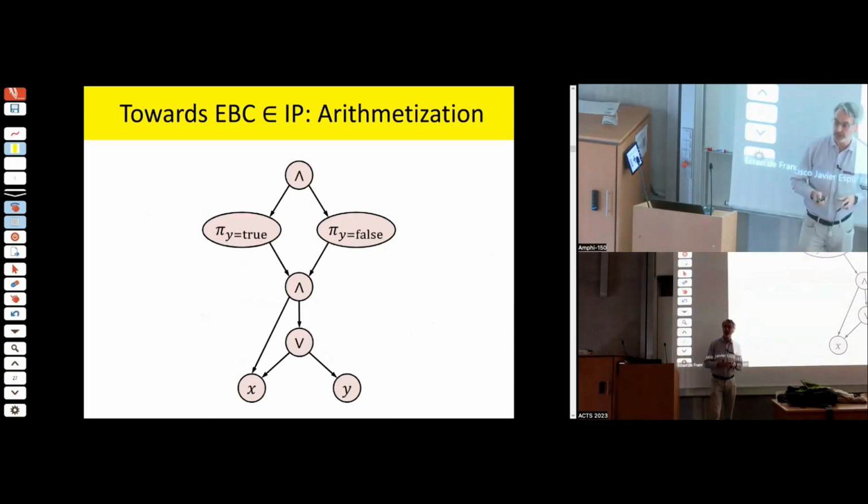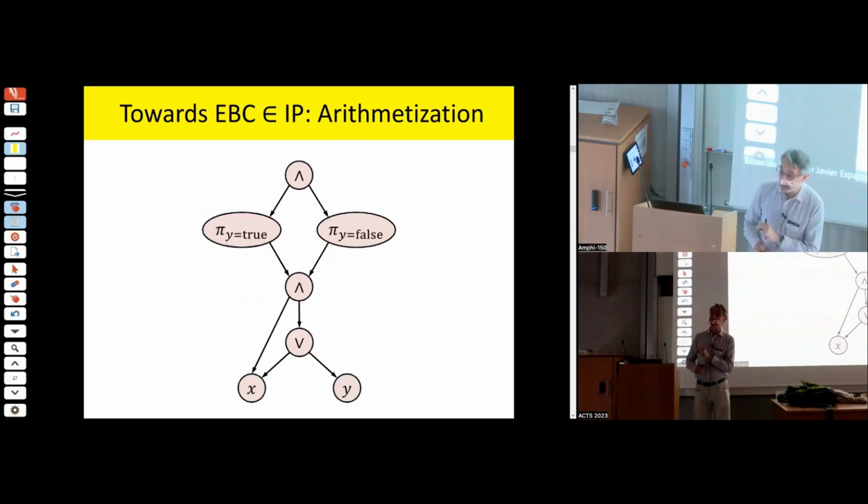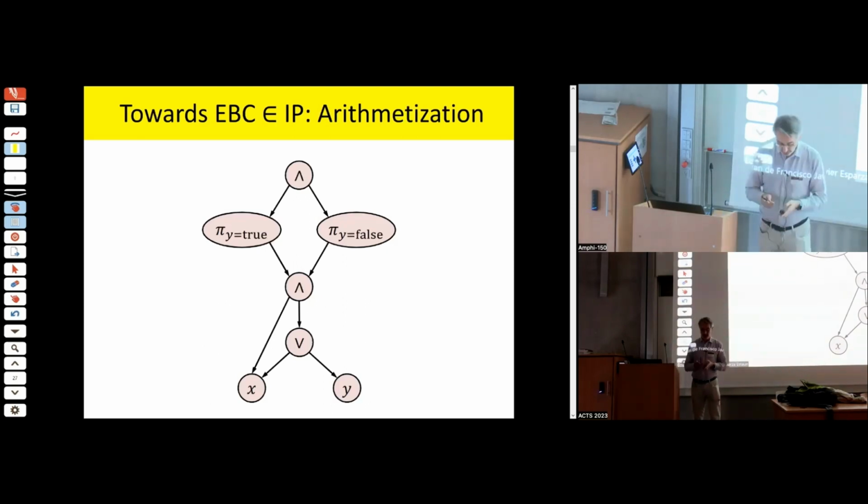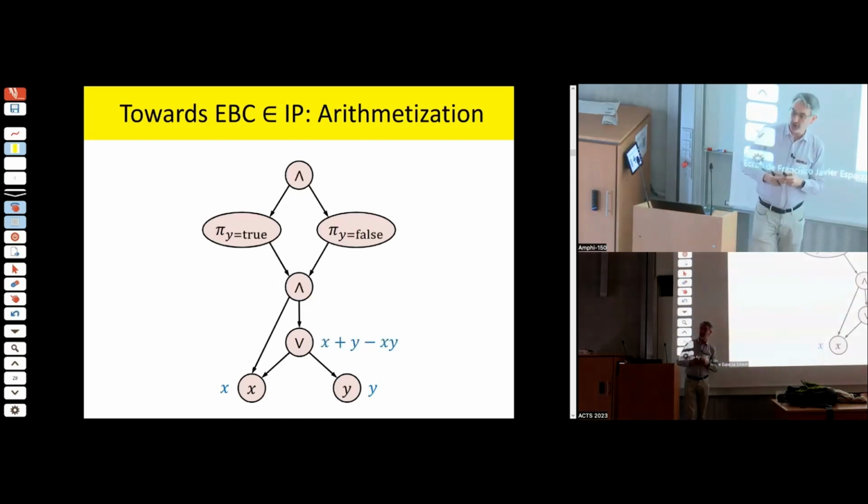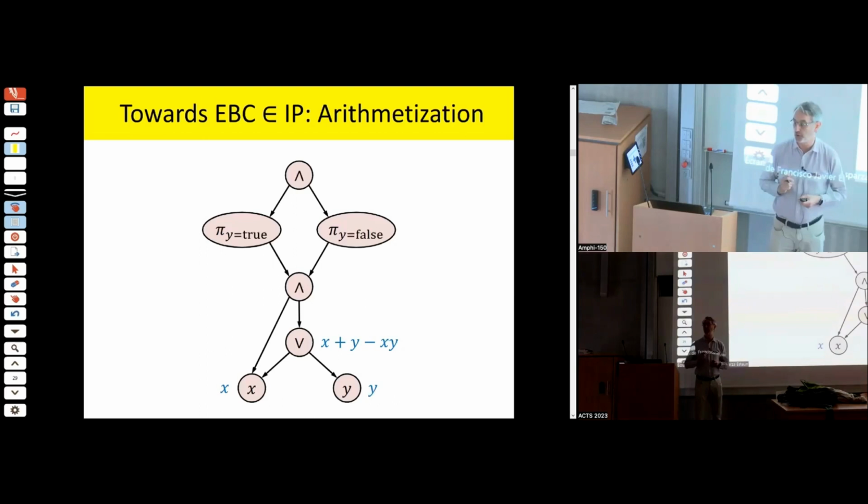The idea is to assign to each node of a circuit a polynomial. Not just a formula, but a polynomial. And how do we do it? Well, which are the polynomials that we assign to the leaves? What you would expect, right? Now, what is the polynomial that you assign to an OR node?